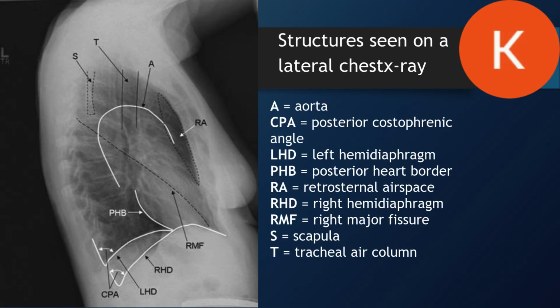All right, structures shown on the lateral chest X-ray. So we have our A marked here as aorta. We have the CPA, which is the posterior costophrenic angles. It shows on the back, on the lower back, and then we have the left hemidiaphragm, and the posterior heart border labeled PHB. We have the RA, which is the retrosternal air space, RHD, which is the right hemidiaphragm, RMF, which is the right major fissure, and the scapula is labeled S, and then we have T for the tracheal air column.